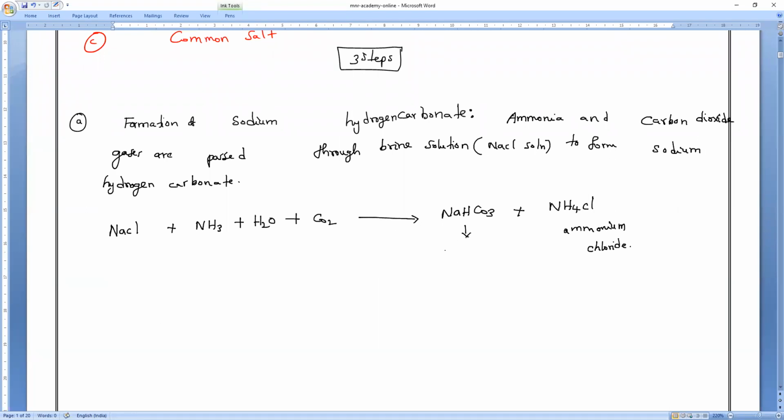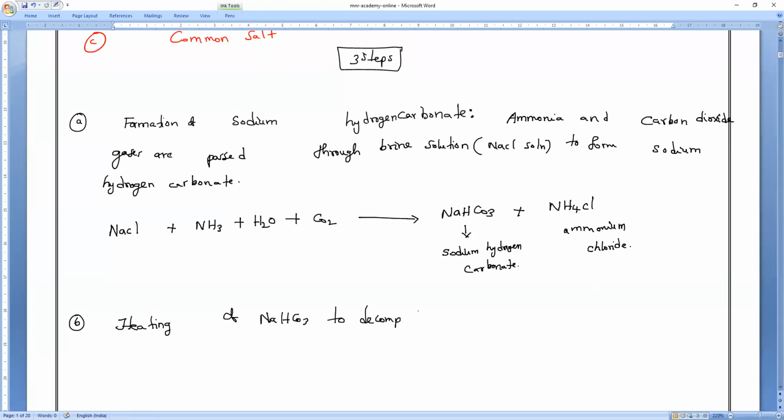What is this product name, everyone? We all know that. Sodium hydrogen carbonate. That's all. Now, step 1 over. Step 2, heating of sodium hydrogen carbonate. Heating of that one, it will decompose. Heating of sodium hydrogen carbonate, NaHCO3, to decompose.